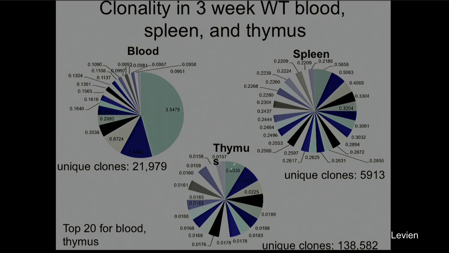In the spleen, now the frequency is up about tenfold. There's 0.22s and 0.21s, and you see the frequency there, 5,913 unique clones. So this moved out into the periphery and encountered antigens. There's a tenfold increase in the T cell clones, and there are very much fewer unique clones. And then if you just look at peripheral blood, there are 21,000 unique clones. There's a 3%, a 3.5%, and on.